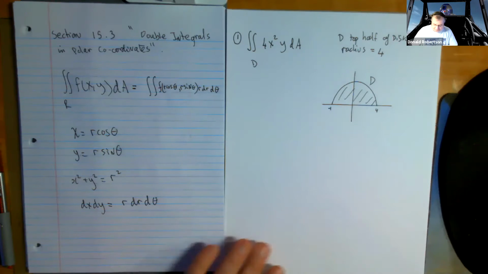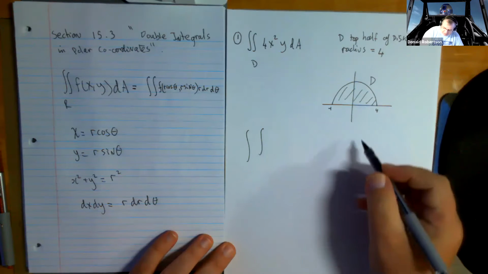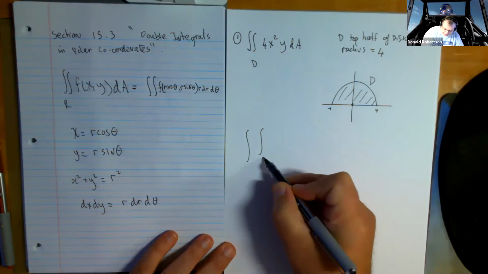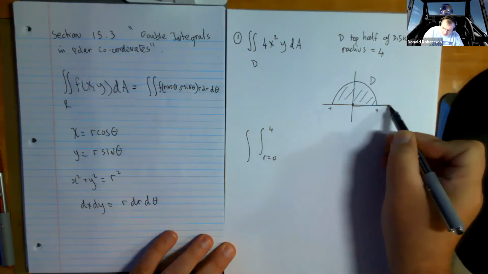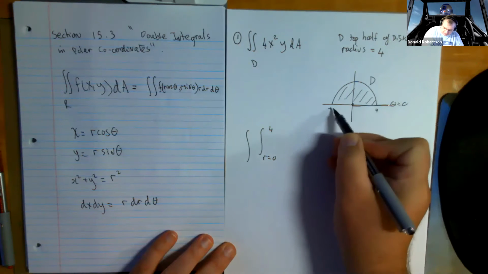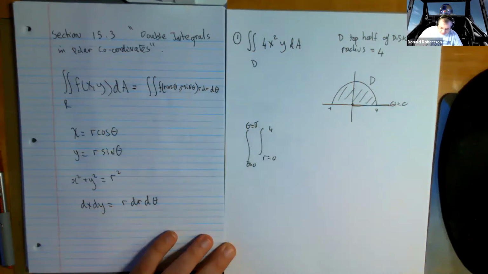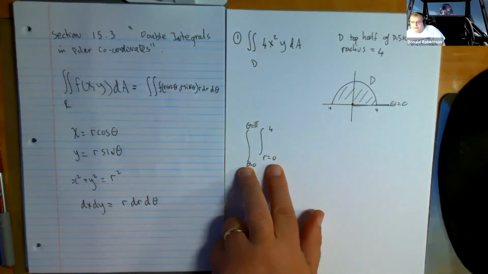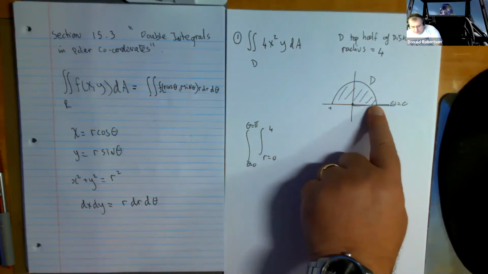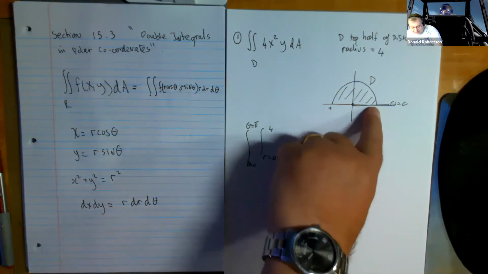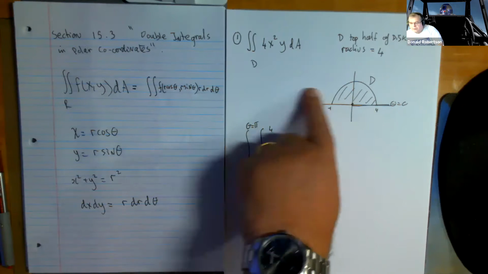So that's our region. I need to figure out how to describe this region in terms of polar. Well, the radius goes from 0 to 4, and theta goes from 0 and finishes over here at pi. Are we happy about the limits of integration? 0 to 4 fills in the disk. If you just did 4, all you'd get would be the line, but if you do 0 to 4, you're filling in the whole thing.